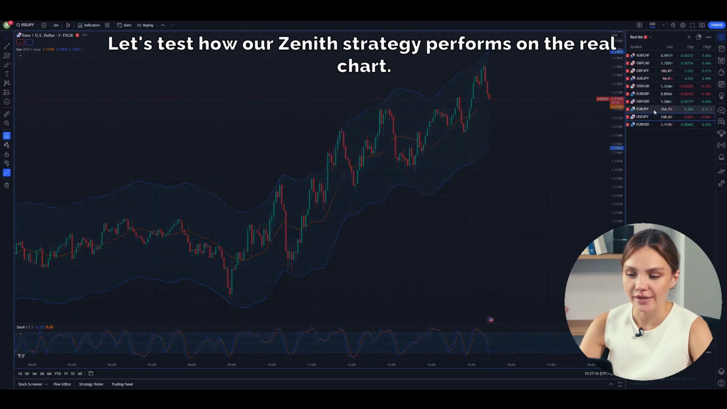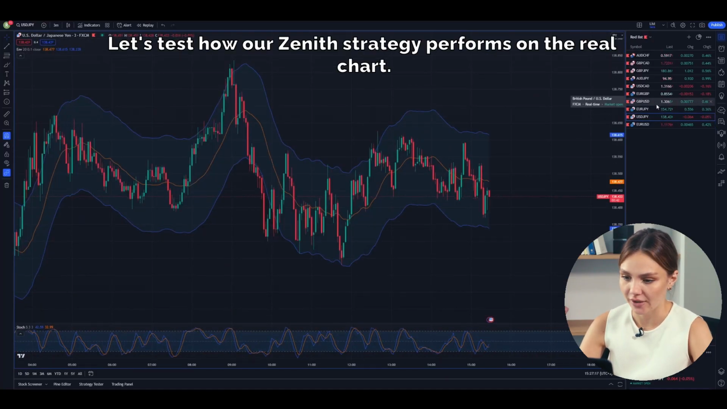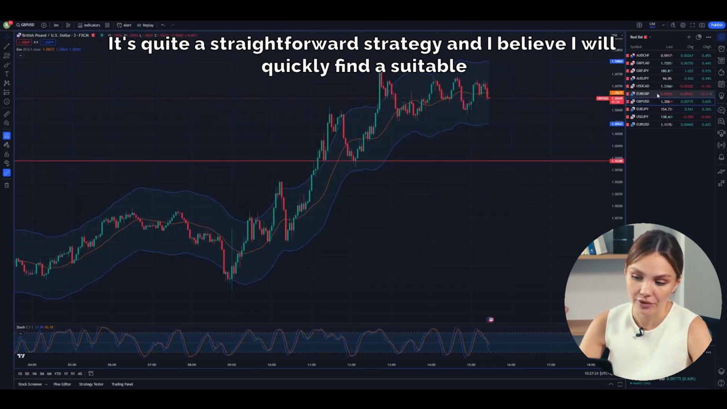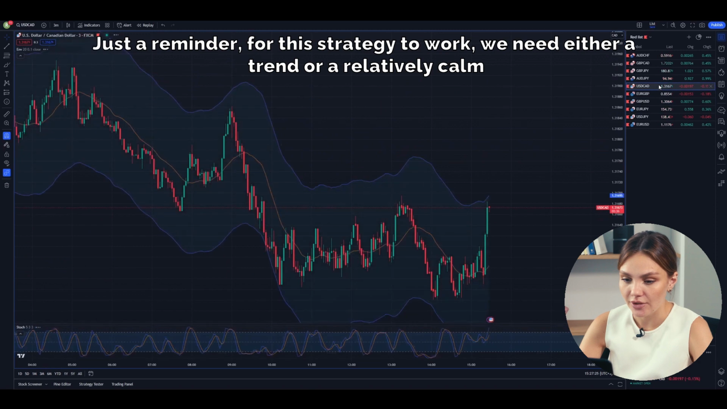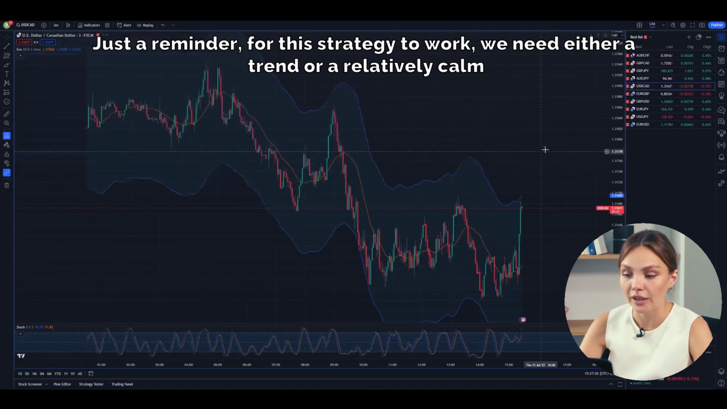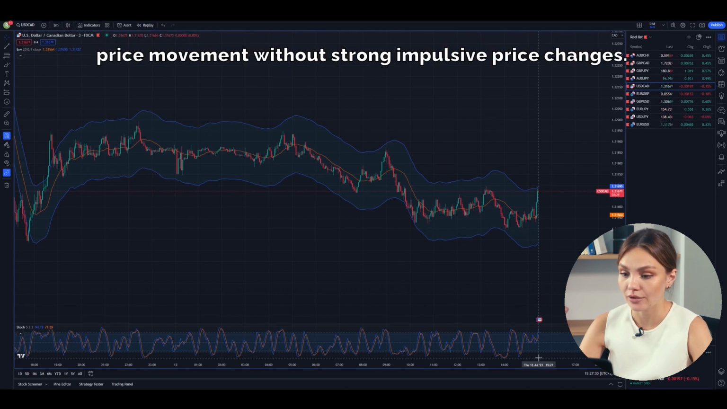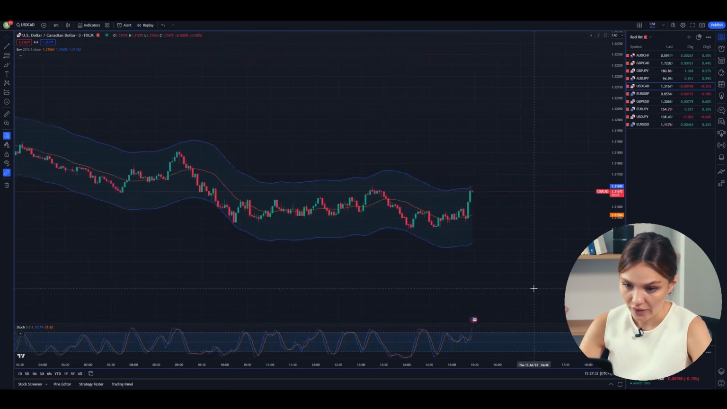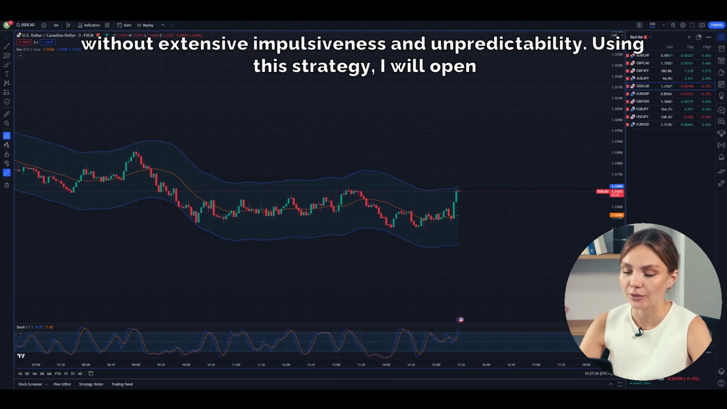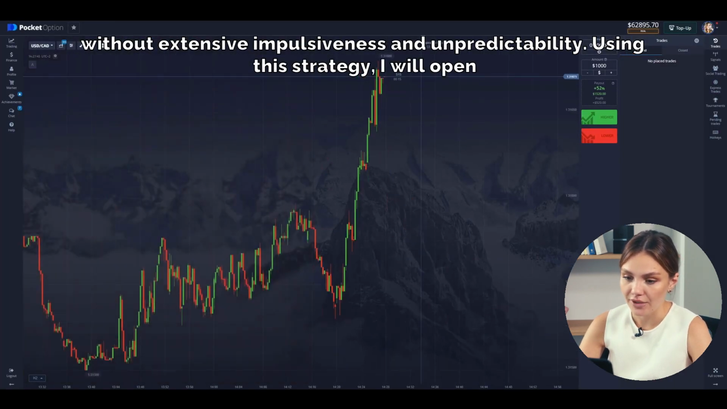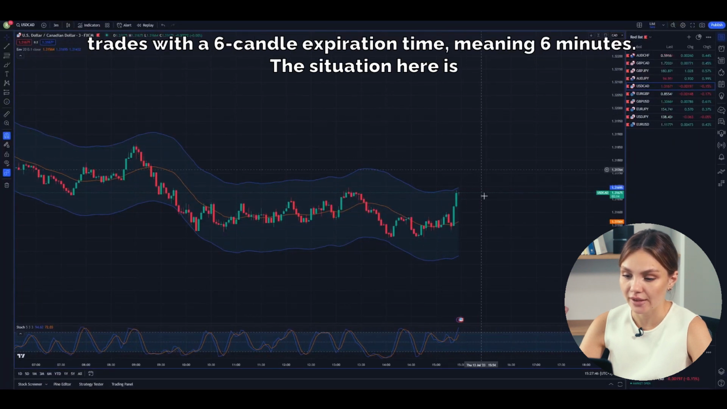Let's test how our Zenith strategy performs on the real chart. It's quite a straightforward strategy, and I believe I will quickly find a suitable situation for it. Just a reminder, for this strategy to work, we need either a trend or a relatively calm price movement without strong impulsive price changes. Ideally, I need a highly stable market without extensive impulsiveness and unpredictability. Using this strategy, I will open trades with a 6-candle expiration time, meaning 6 minutes.